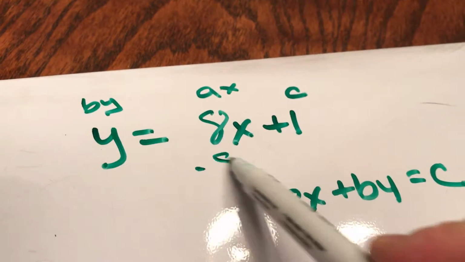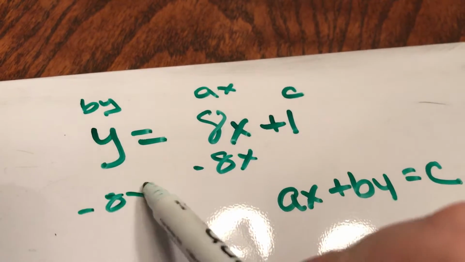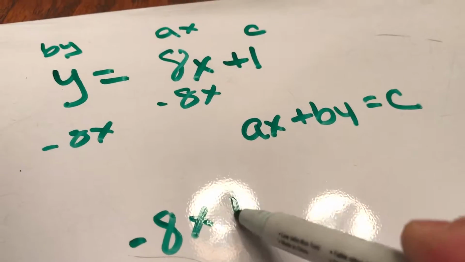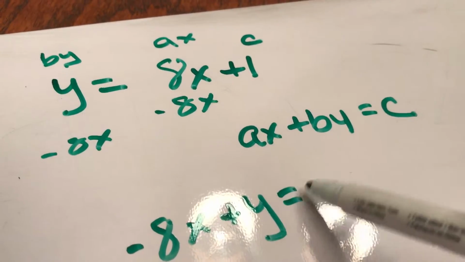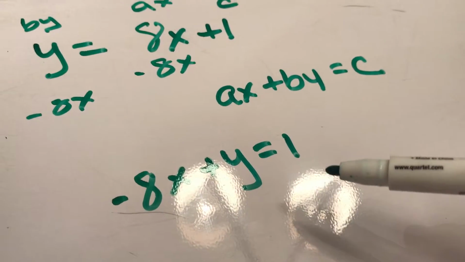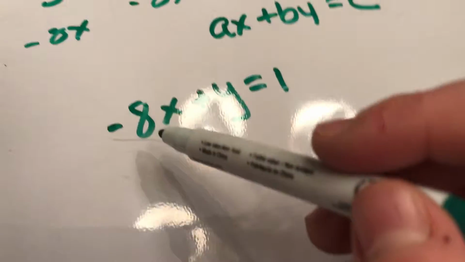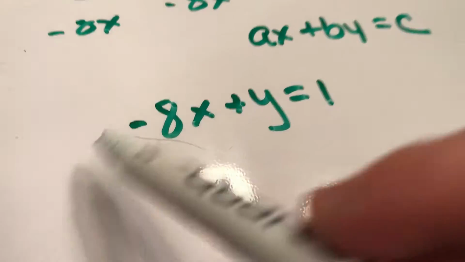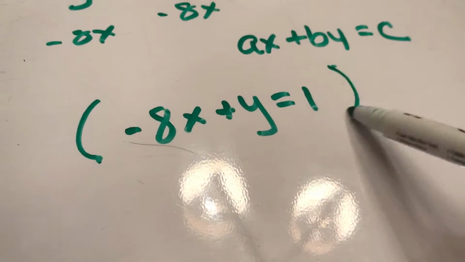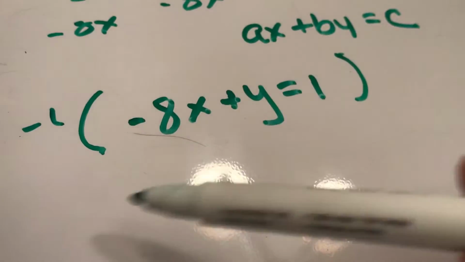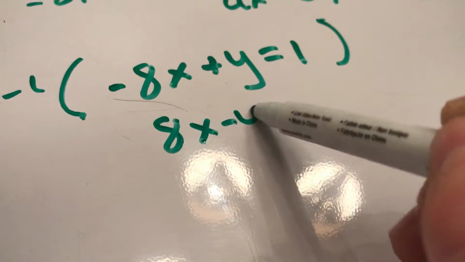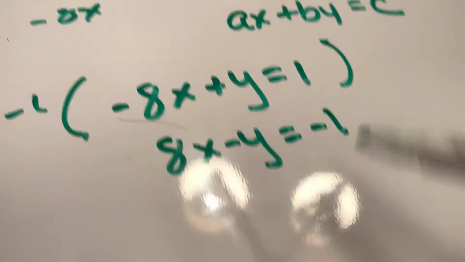So the best way to do this, minus 8x, minus 8x. So now we have negative 8x plus y equals 1. But oh, what? She wants this to be positive. So the best way to do that is pretty easy. You just times the whole thing by -1, or you just flip the sign, but the result is the same. So you're going to get 8x minus y equals -1.